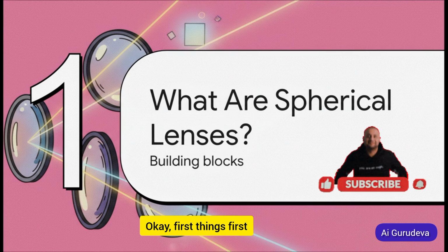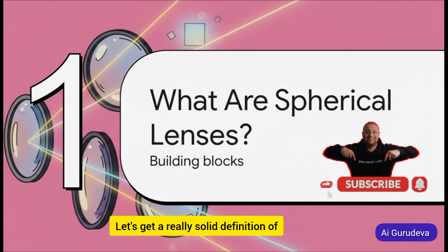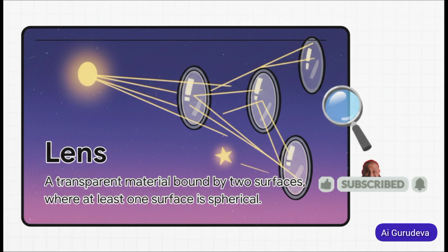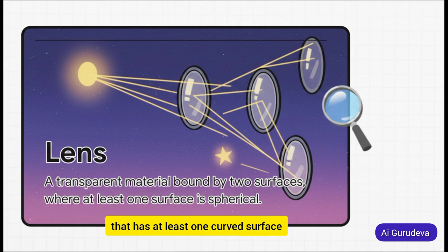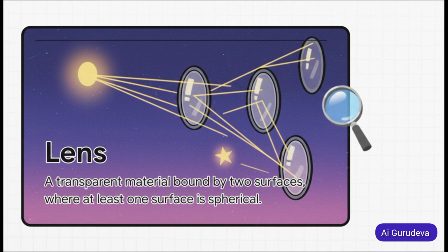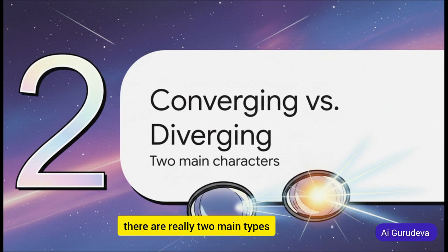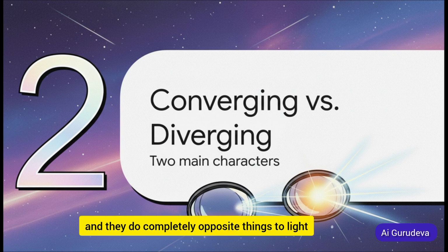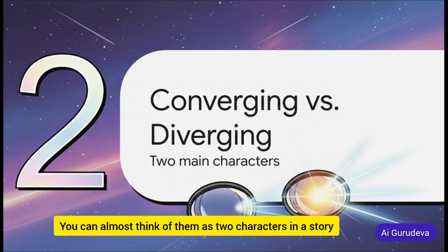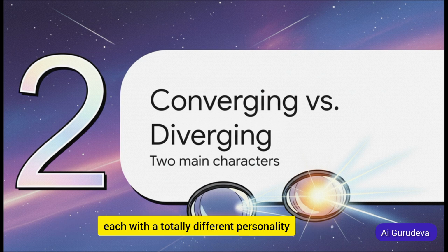Okay, first things first. Let's get a really solid definition of what we're talking about here. So a lens is basically just a piece of see-through stuff, like glass, that has at least one curved surface. And that curve, that spherical shape, is the whole secret. That's what gives a lens its incredible power to bend light in very specific, predictable ways. Now, when it comes to lenses, there are really two main types, and they do completely opposite things to light. You can almost think of them as two characters in a story, each with a totally different personality.